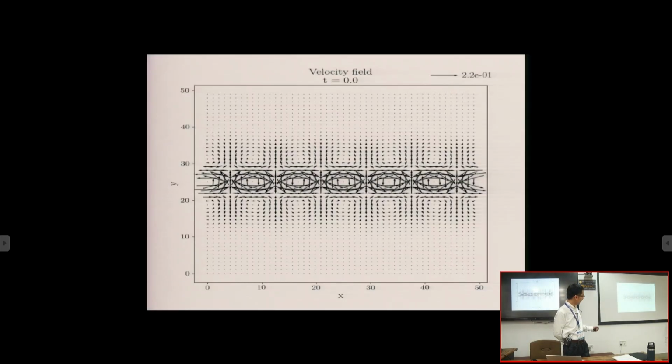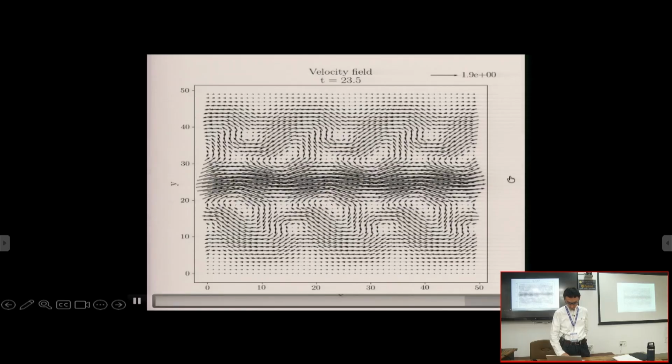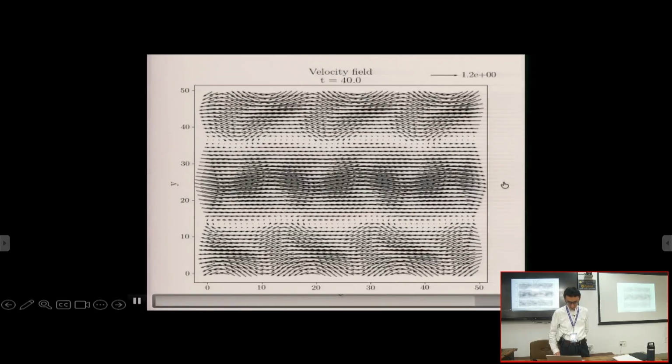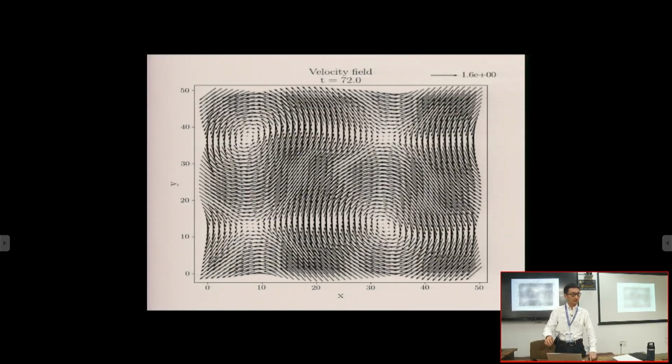And lastly, the flow field. These are the solutions here. These are simulations resolving the full equations that we talked about.